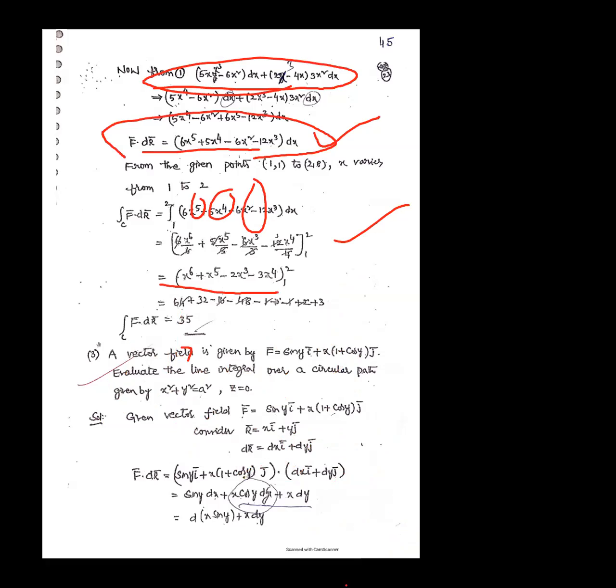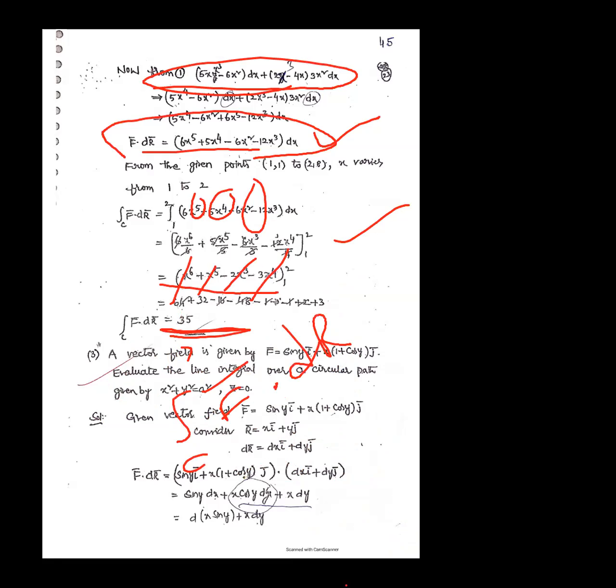First, substituting the upper limit 2 in the given function, we get 2 power 6 plus 2 power 5 minus 2 into 2 cube minus 3 into 2 power 4, and then minus the value at 1. We calculate the value and get the answer 35. So the line integral of F bar dot dr bar equals 35.